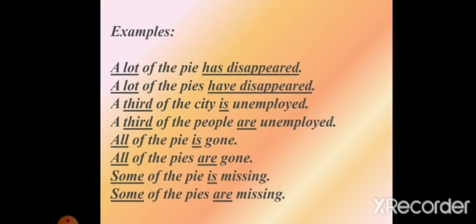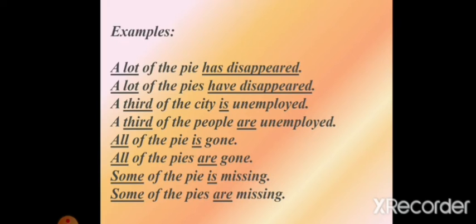Pies is plural, so you will use have disappeared. A third of the city is unemployed. A third is again one unit of amount, and the city is singular, so it is unemployed. A third of the people are unemployed. Again, the noun after of, the people, is plural, so are.